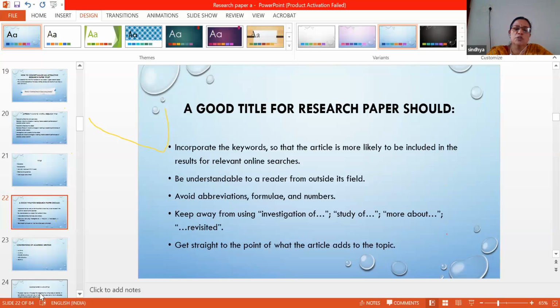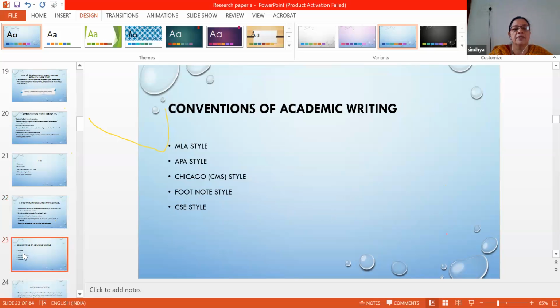And most probably avoid "study of". Usually we see these kinds of titles, but in the latest trends we are avoiding these kinds of terminologies, such as "investigation of" and "study of". Some other usage of these terms can be avoided, and get straight to the point of what the article adds to the topic. So what is the contribution of our research paper to the knowledge base? You can highlight that in your research title. So a good title must have those qualities.